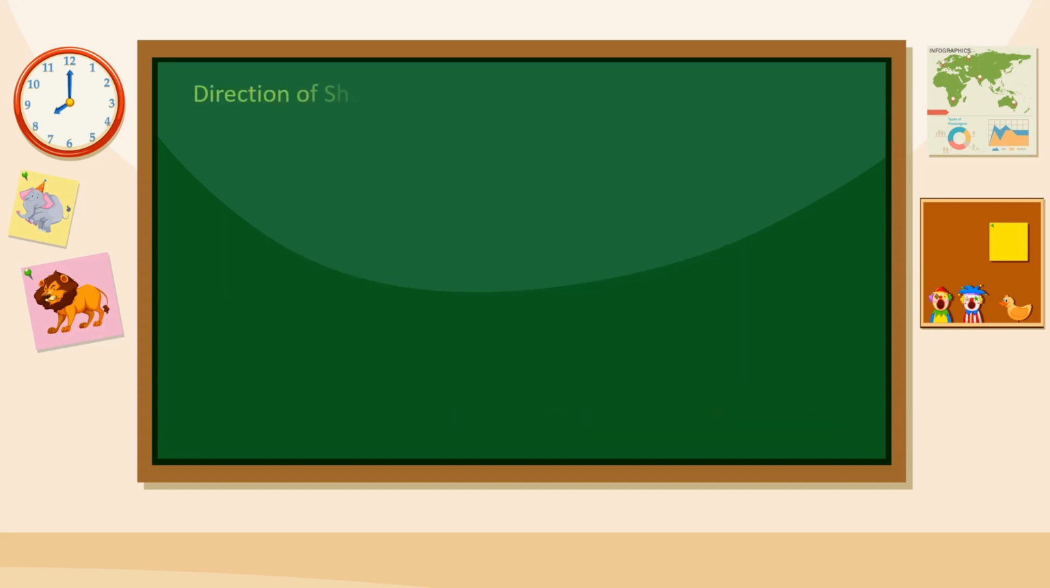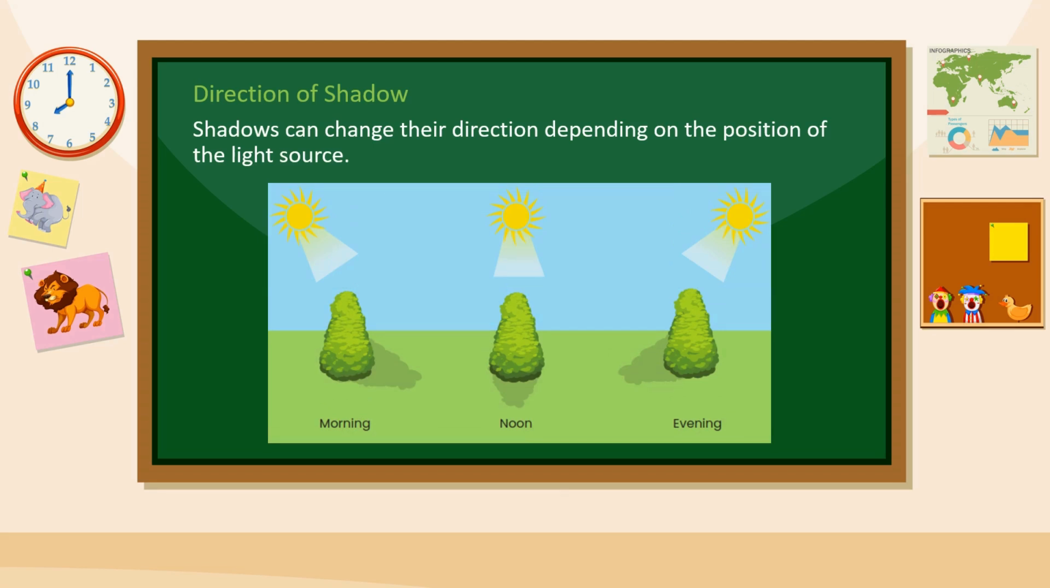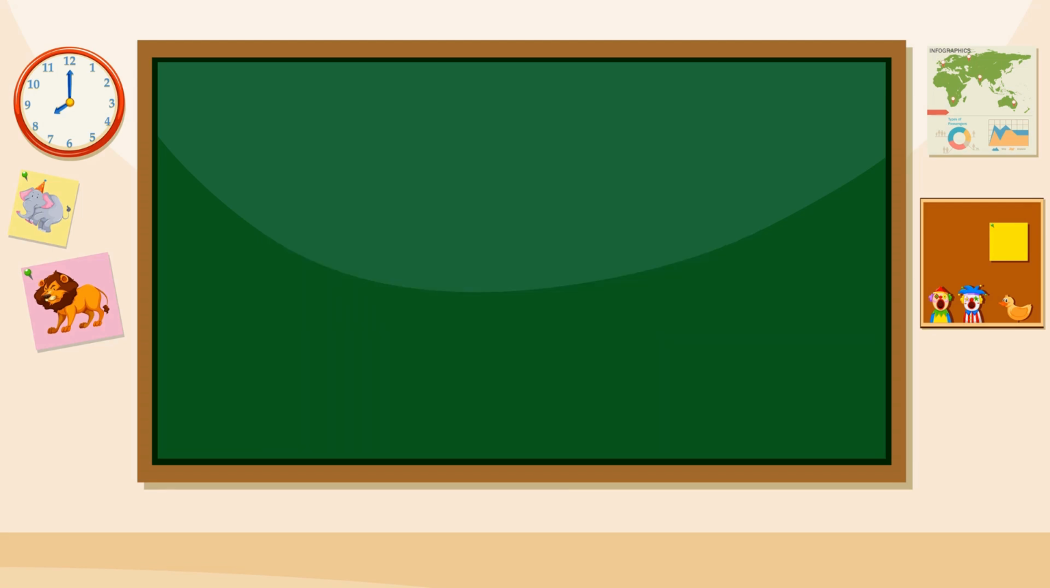Direction of shadow. Shadows can change their direction depending on the position of the light source. Size of the shadow.